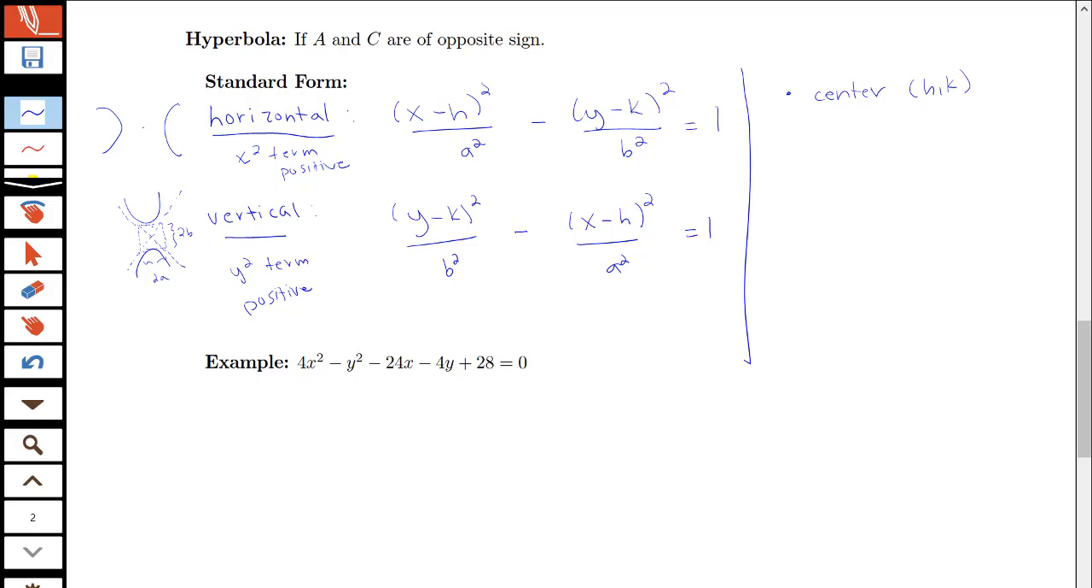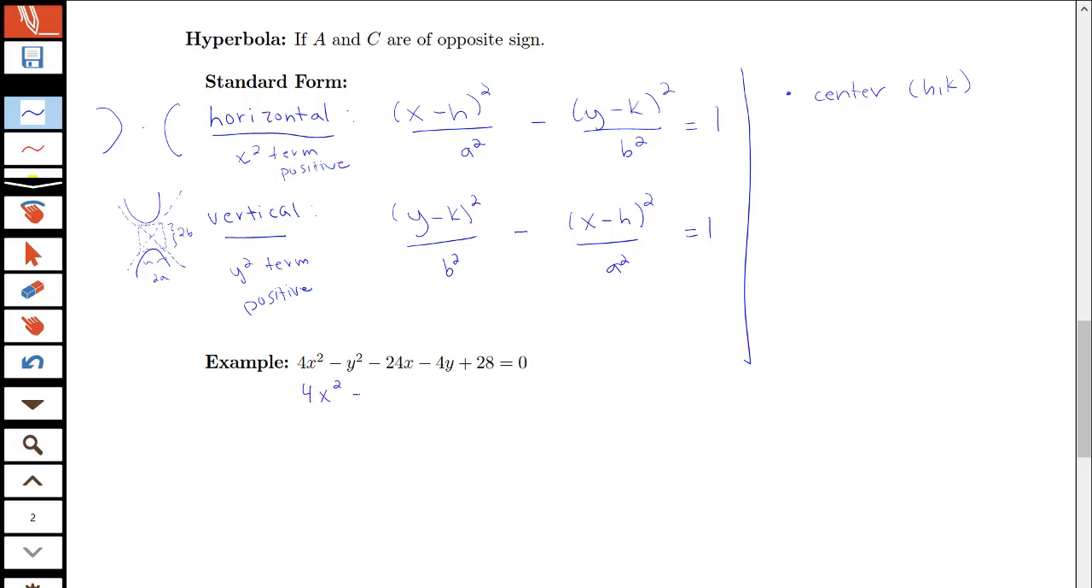Okay, so let's look at how we can use the standard form to convert the following equation to standard form and be able to sketch the hyperbola that we know will be associated with this next equation. So here I have 4x squared minus y squared minus 24x minus 4y plus 28 is equal to 0. Because the coefficient of x squared is positive and the coefficient of y squared is negative, I think this will end up being a hyperbola, but I want to know exactly what that hyperbola looks like. So I'm going to have to use completing the square.